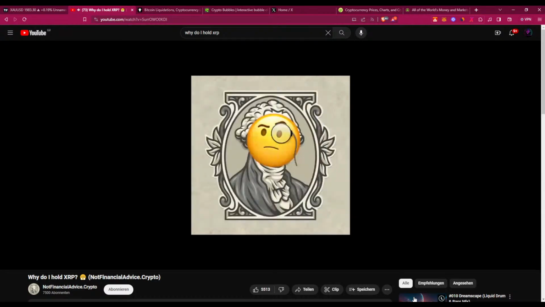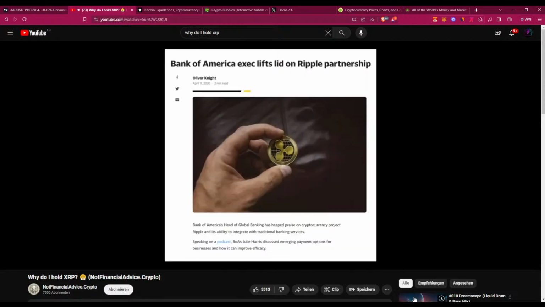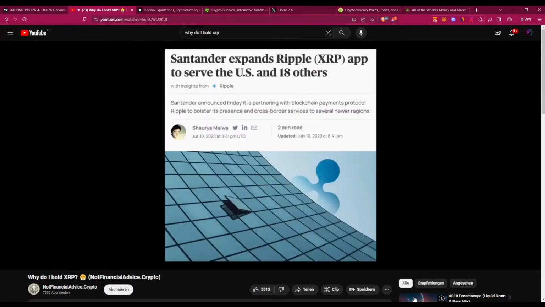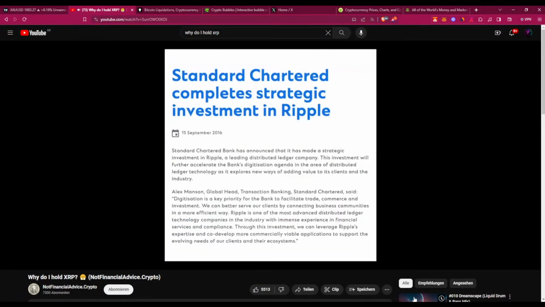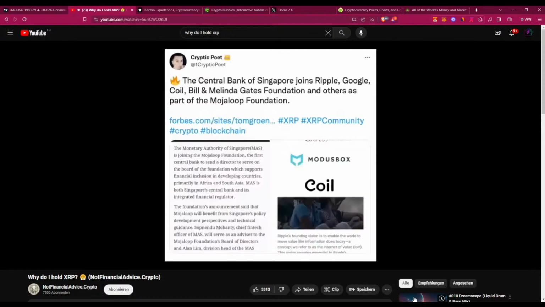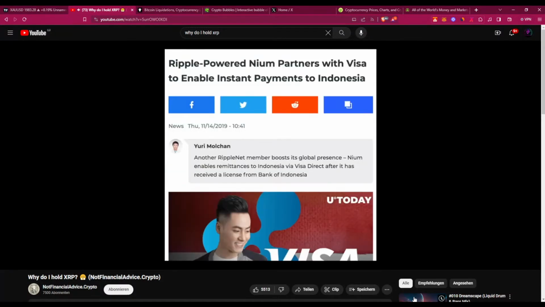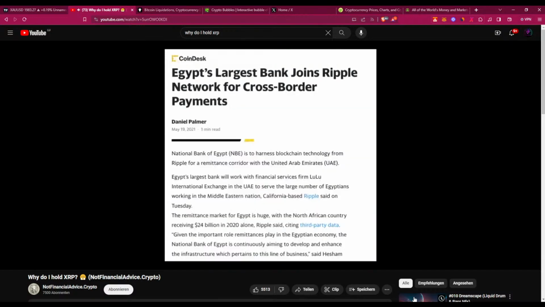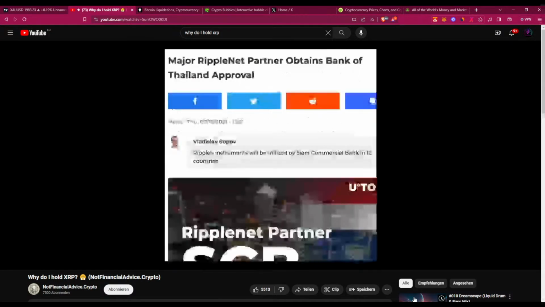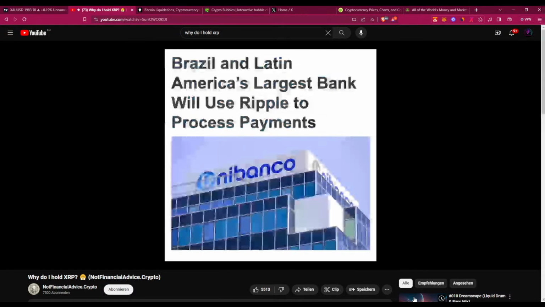Who was the first ISO 20022 member focused on distributed ledger technology? Ripple, who's partnered with over 300 financial institutions, including Bank of America, American Express, PNC, Santander, SBI, HSBC, Standard Chartered Bank, Bank of England, India, Singapore, Scotland, Australia, and Indonesia, the largest banks in Japan, Canada, Egypt, the Middle East, United Arab Emirates, Thailand, Morocco, Bhutan, South Korea, Brazil, and Latin America.